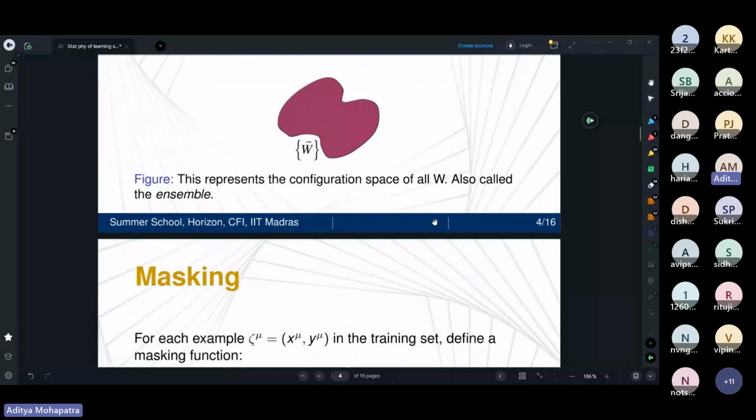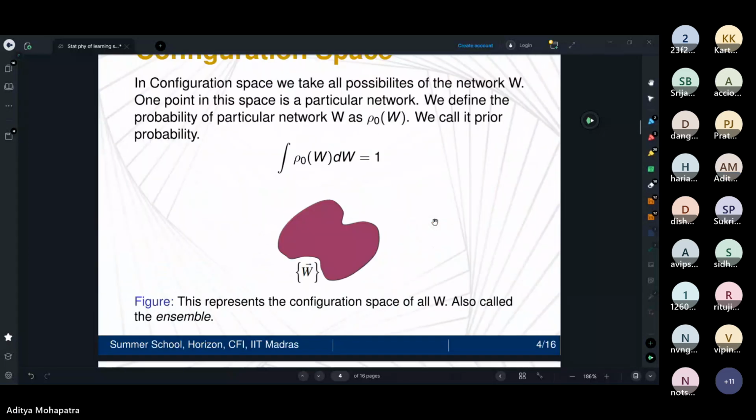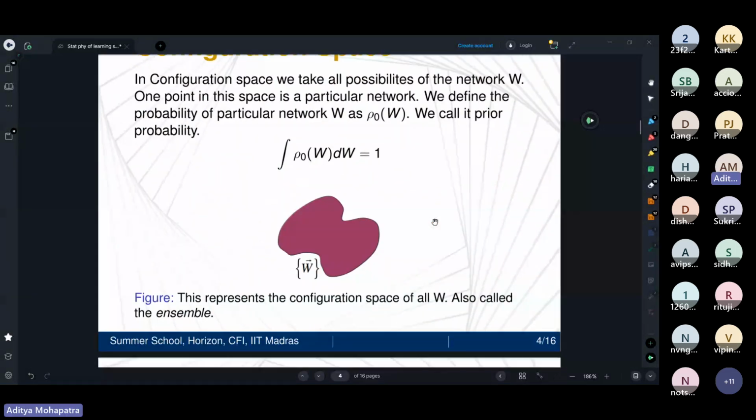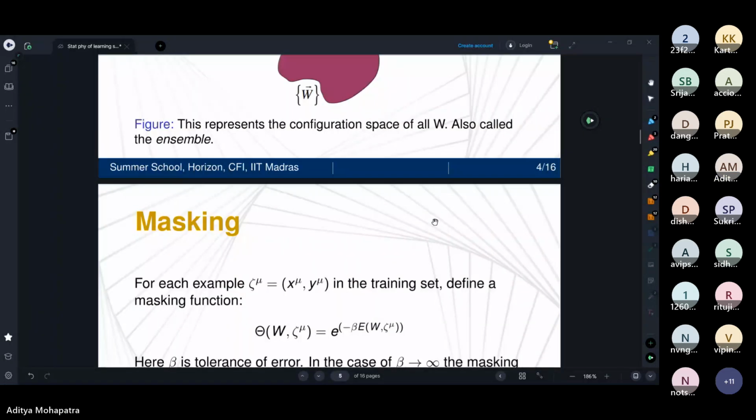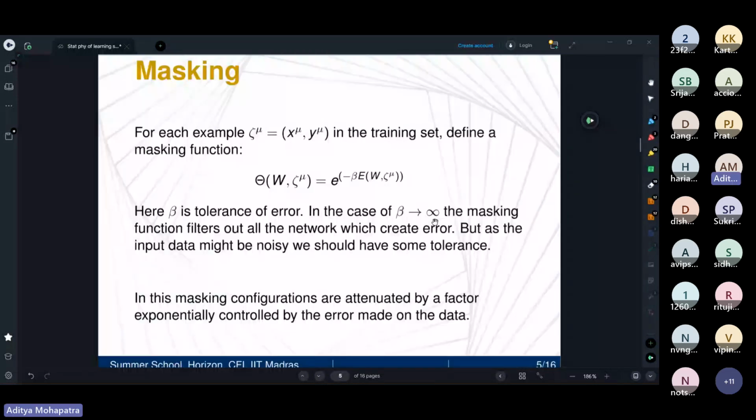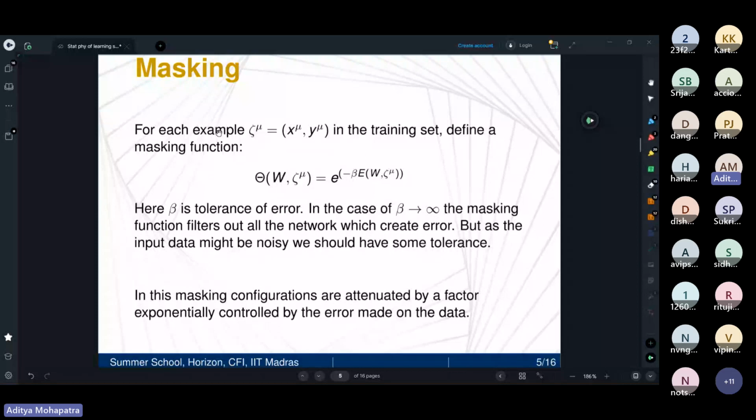I think it's here now. Yes, this is where we would deal a lot with probability and distributions. So what exactly is this? Zeta mu.